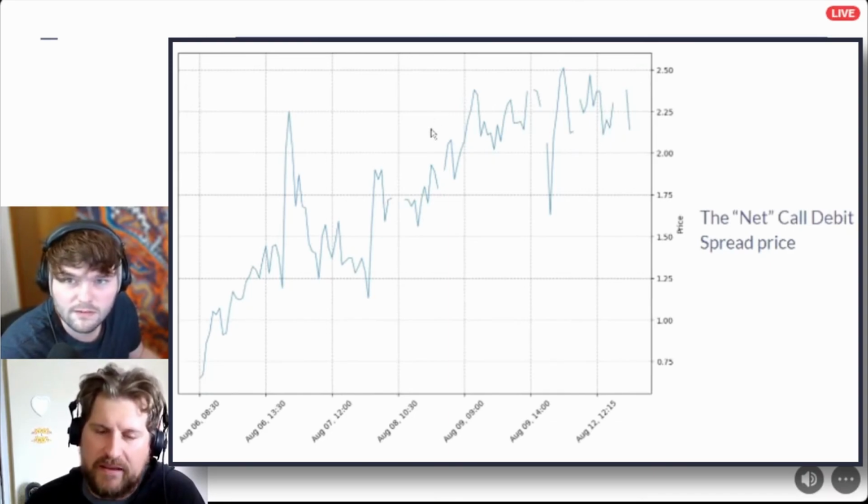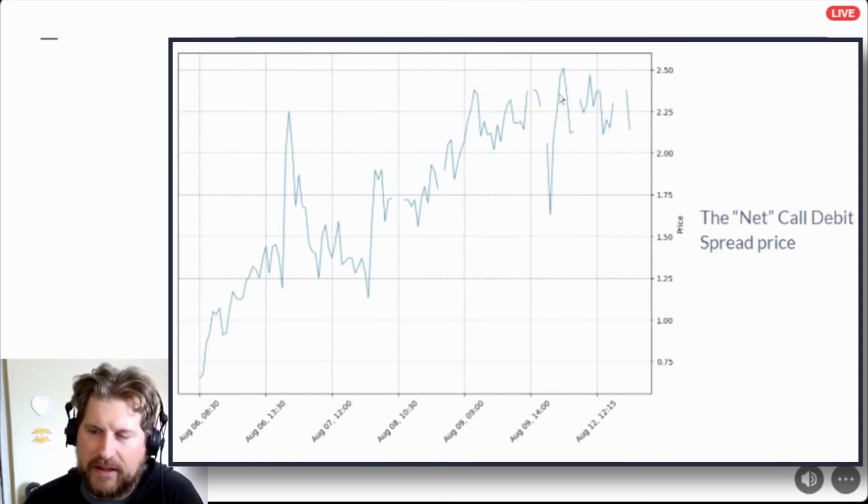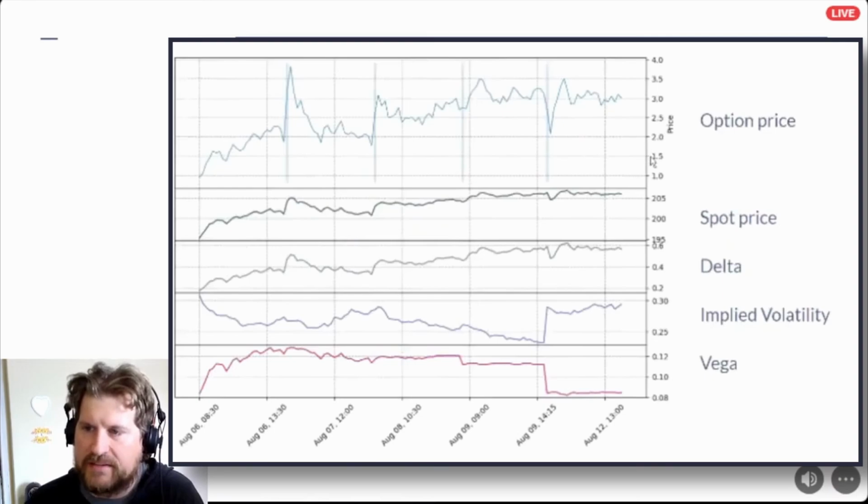But the long story short on the price range of a debit spread versus the outright call is that it's just going to be smaller, right?